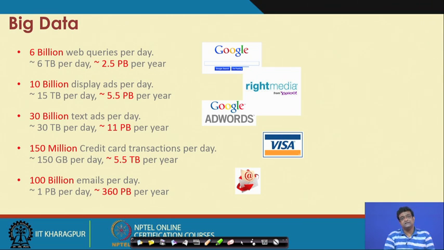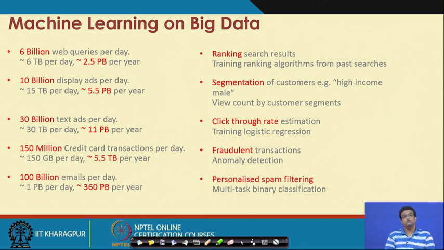Now, the point is that many of this data are used to train machine learning models. Okay. So, for example, with the web queries, you may want to rank the search results. So, you take every web query and its click feedback, and you train the ranking algorithms from the search data. So, this is a machine learning task. Okay. So, since the data is huge, you have to run the training algorithm, for example, for ranking, on a huge data set.